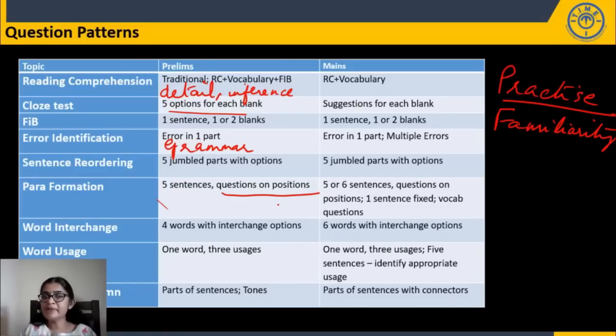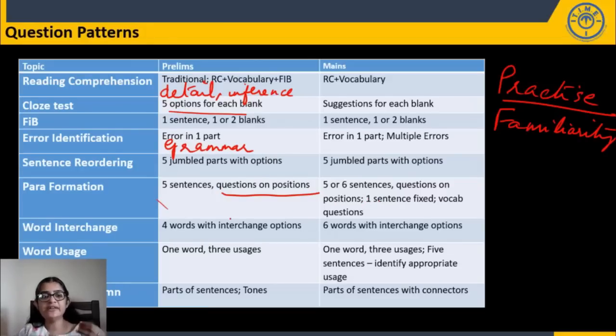So this is why para formation is not a section you should be scared of. I'm saying this because many students say, oh, it's so time consuming, but you should give it a shot. At least a few questions, if you are able to crack in this section, you will see your score go up, right? Now, when it comes to mains, you may be given 5 or 6 sentences with questions on positions. That is one pattern.